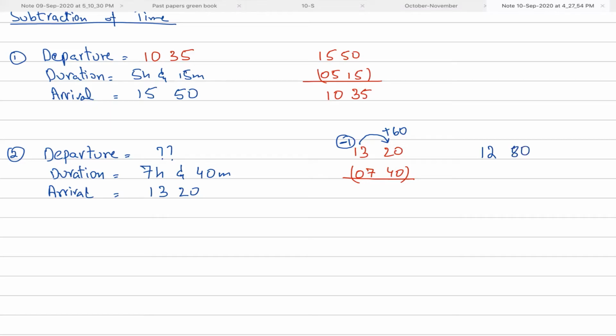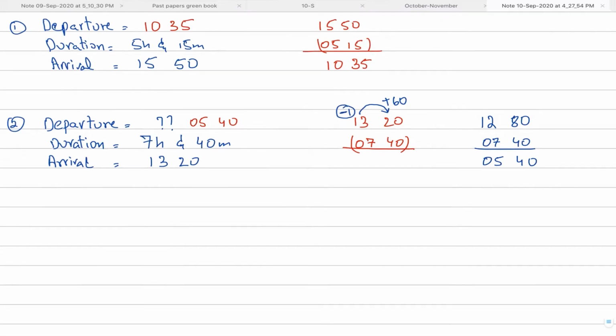So 12:80, and from it we have to subtract 7:40. This you and I can do very conveniently because 80 minus 40 is 40 and 12 minus 7 is 05. So there you have it. The departure time was 5:40.